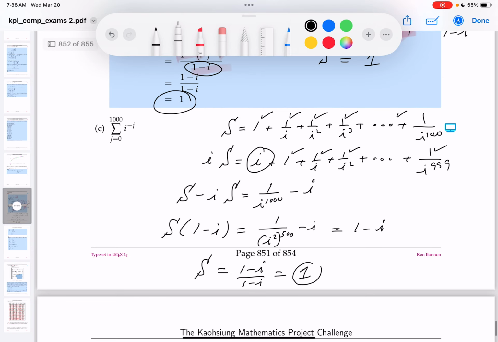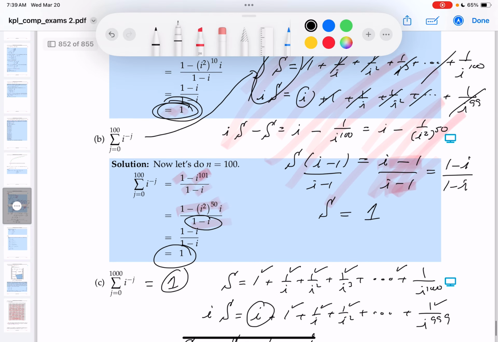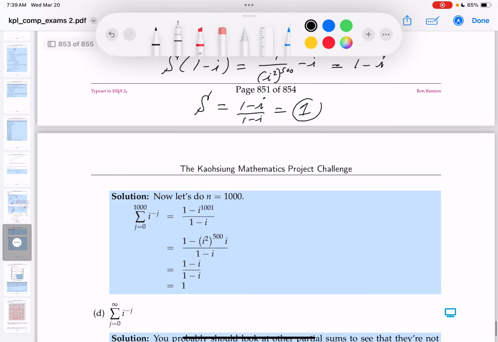So I'm getting a really nice, easy pattern for these problems over here, right? And I say it's lucky I'm getting those. I'm getting 1, easy, getting 1. And for this one over here, I'm also getting 1.